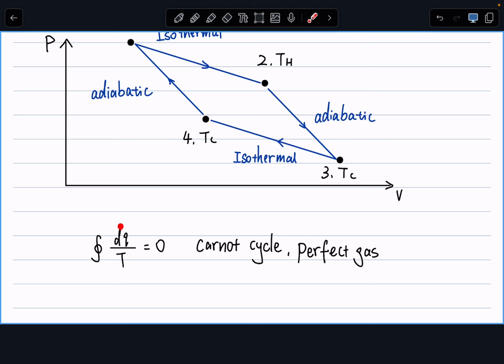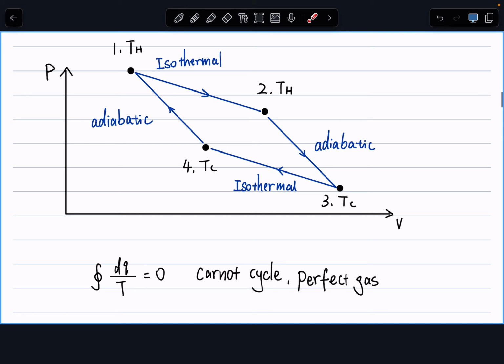That gives us one more thought. Now we have something whose cyclic integral vanishes for this process. That tells us that dQ over T appears to be a state function. But right now, we only went over dQ over T for the Carnot cycle. We want to take it one step further and see if we can generalize this conclusion from the Carnot cycle to any reversible cycle. So that's our first goal here.